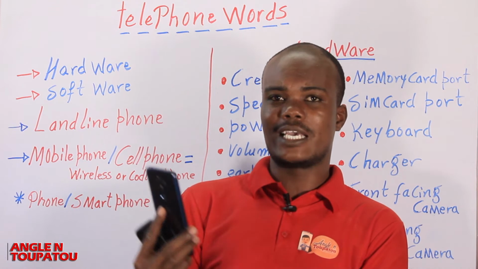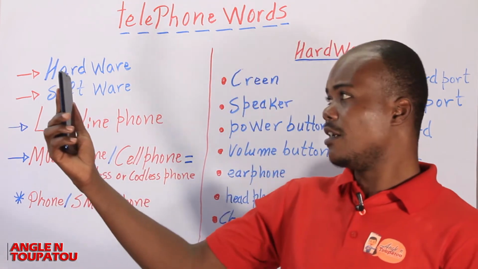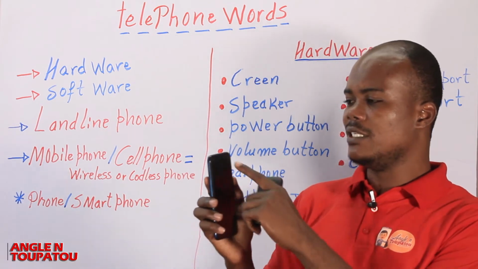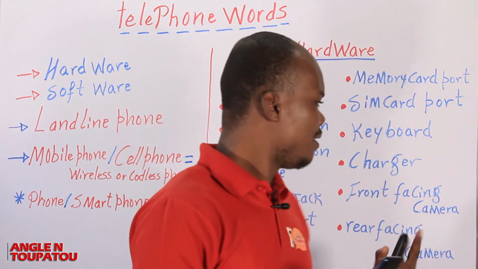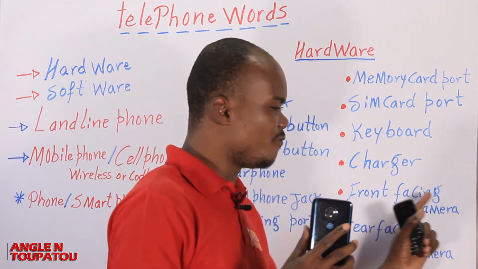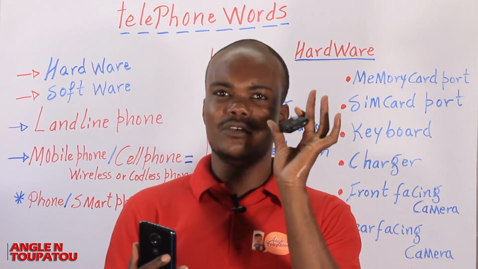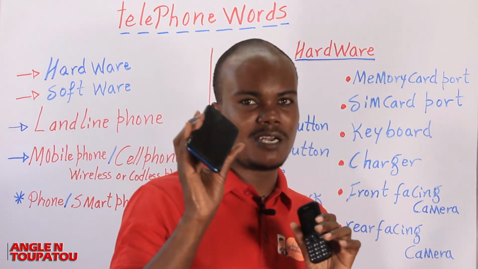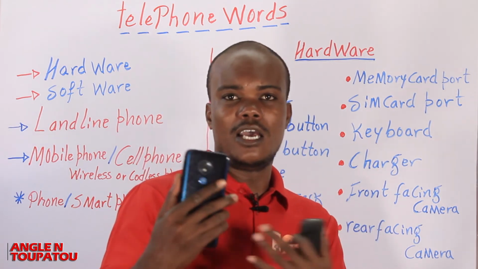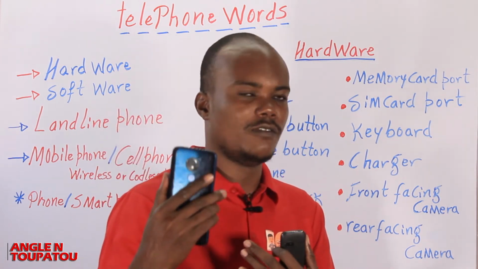Front-facing camera, where I can take a selfie, take a photo of myself. This is what a selfie is. This is the front-facing camera. This doesn't have a camera, but this smartphone has a camera. Front-facing camera. This is the camera in which you can take your photo.